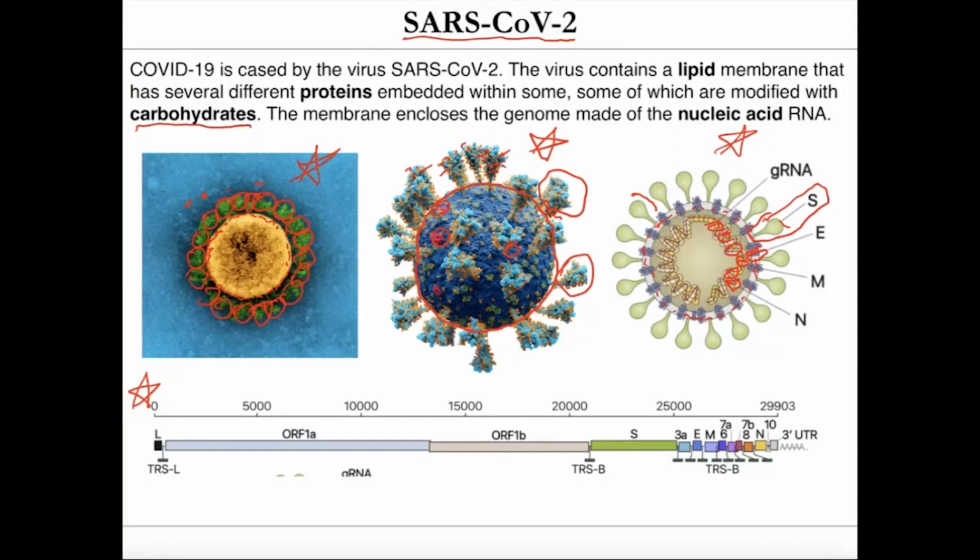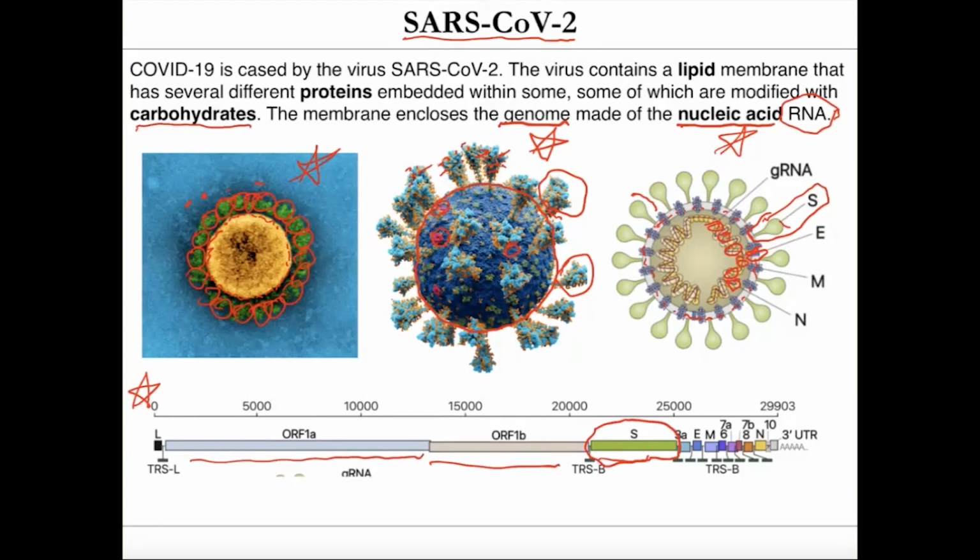And then lastly, of course, this membrane encloses a genome made of the nucleic acid RNA. So SARS-CoV-2 actually doesn't have a DNA genome, it has an RNA genome. And so that's quite interesting. And so the outline of this genome is here. So the genome encodes certain different genes, including that spike protein, as you can see right here.